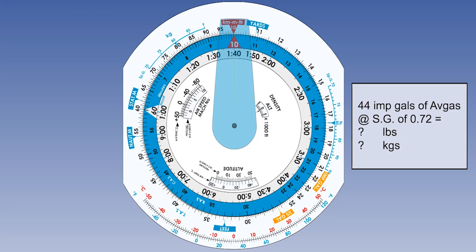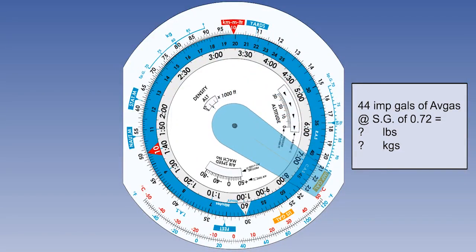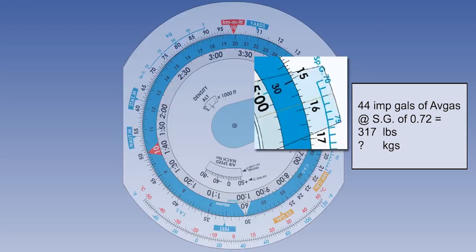Using the cursor, place 44 on the inner scale, under the imperial gallons index on the outer scale. Move the cursor so that it's aligned with 0.72 on the pounds SPG scale, and read off 31.7 on the inner scale. Our estimated figure tells us that the accurate answer is 317 pounds.